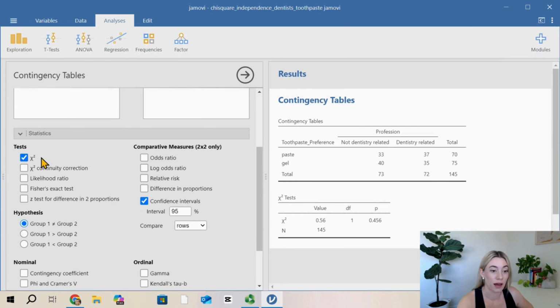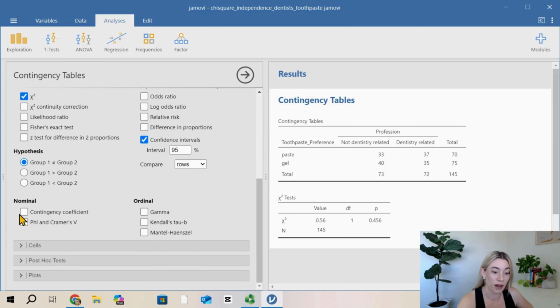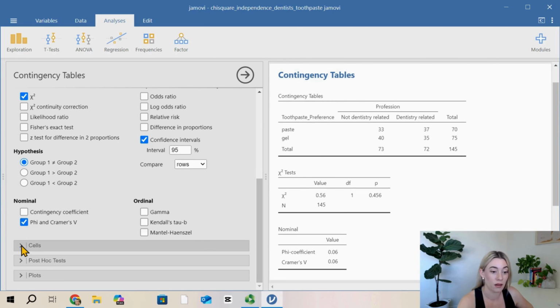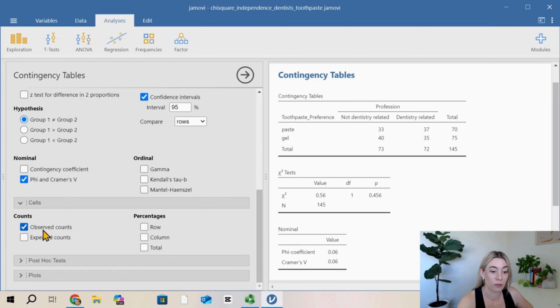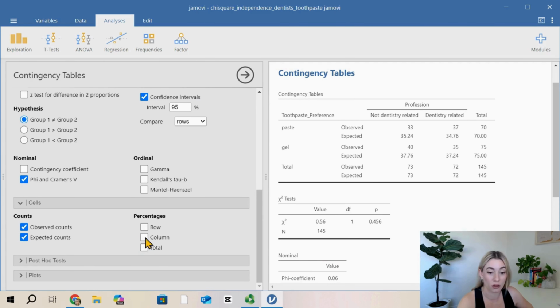We then click on statistics. Here we want to ensure that chi-squared is selected, and we can also keep the default setting of a non-directional hypothesis selected. Confidence intervals should also be selected, and that should be set to 95%. We also want to select phi and Cramer's V, and this will give us our effect size. Within cells, we want both the observed and the expected counts, as well as the column percentages.